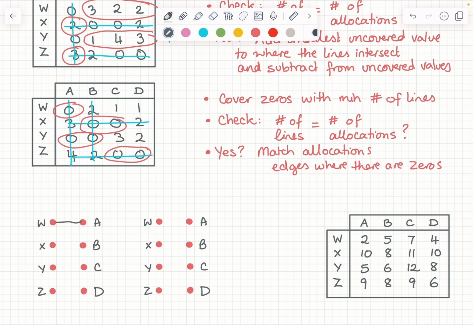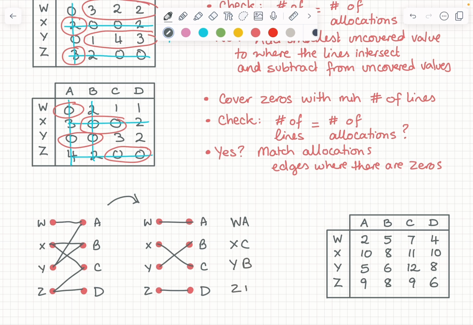W, A, X goes to B and C, Y goes to A and B, Z goes to C and D. We now connect W to A because it has to go there, therefore Y has to go to B, and X has to go to C and Z to D. So we have our allocations and we can write those down.